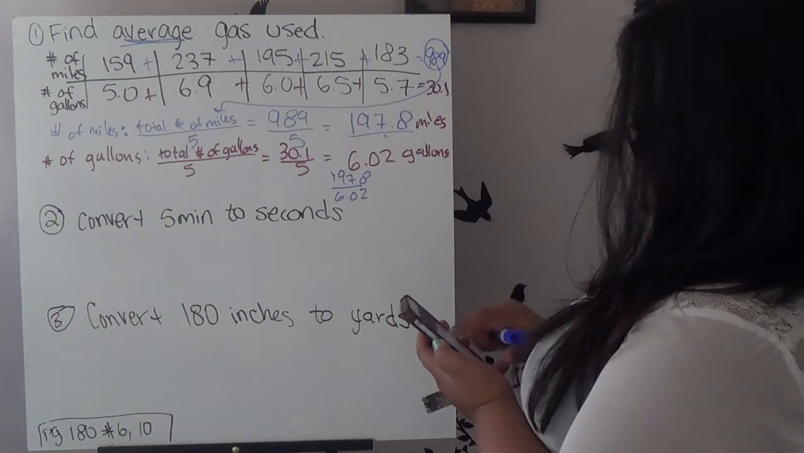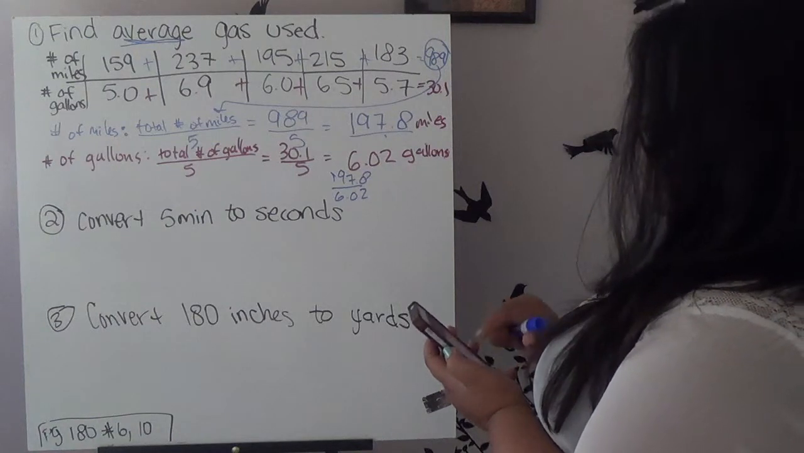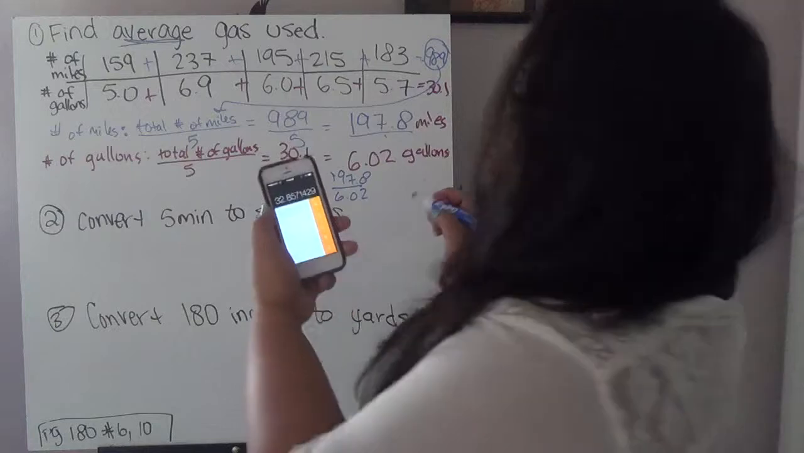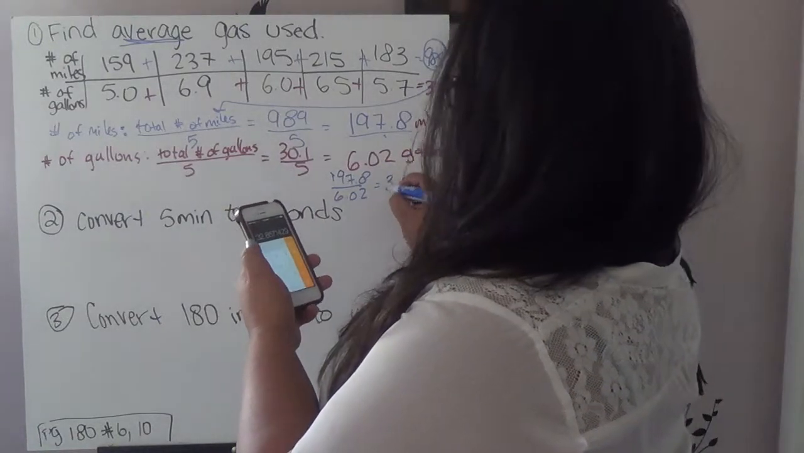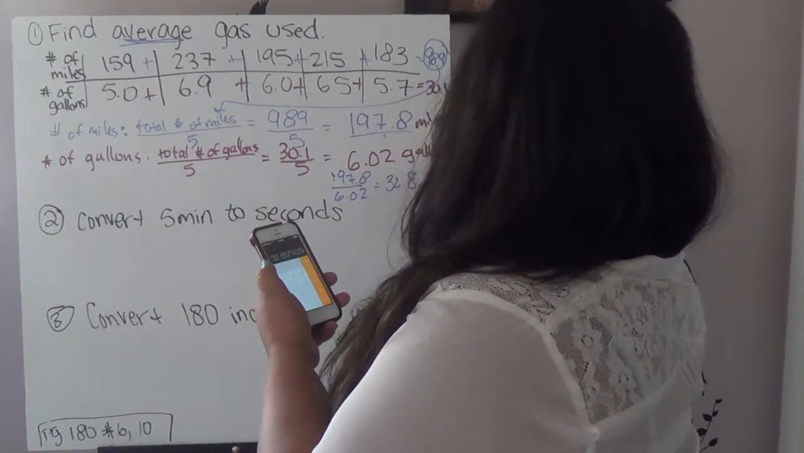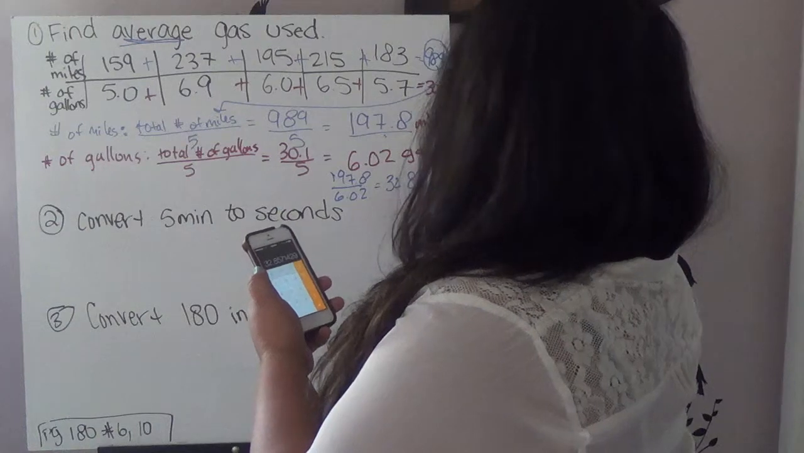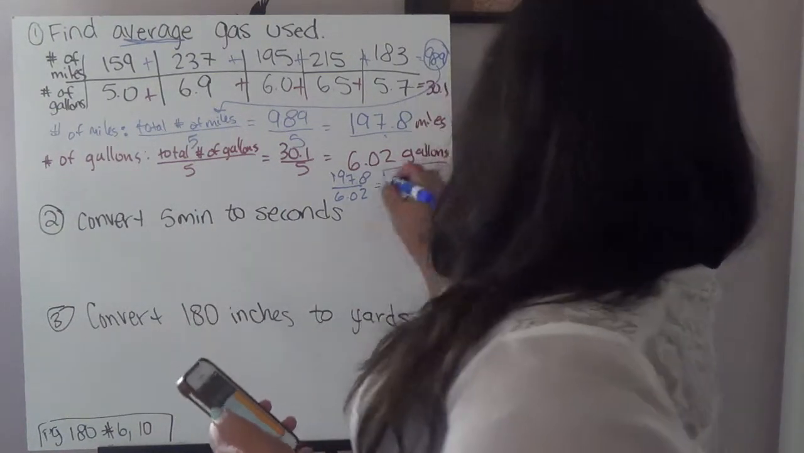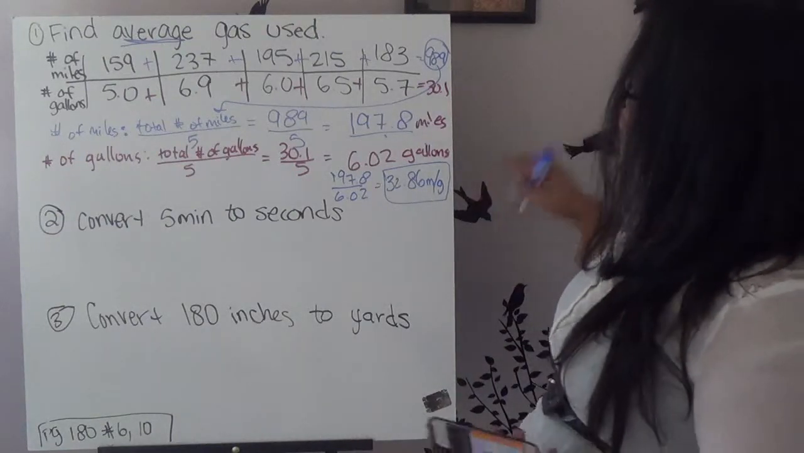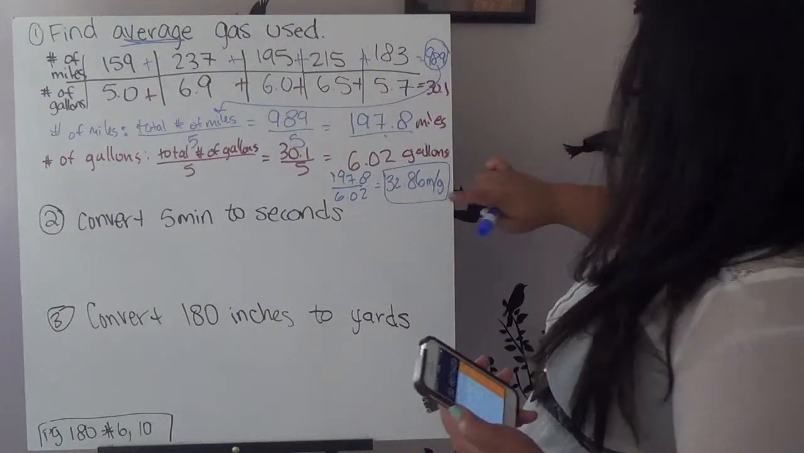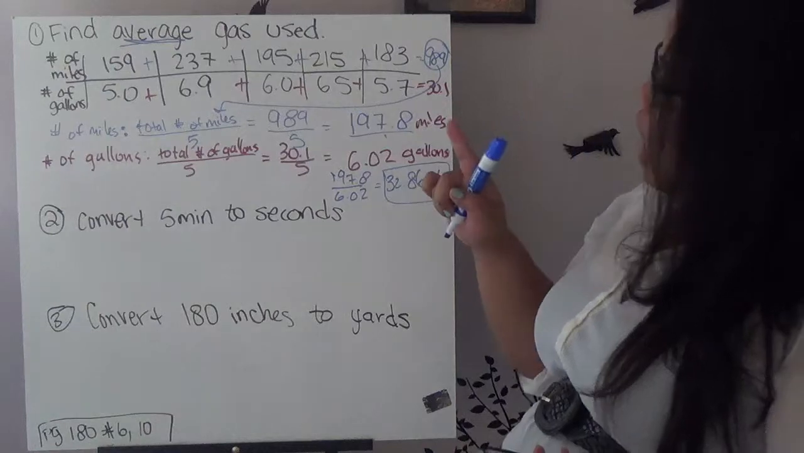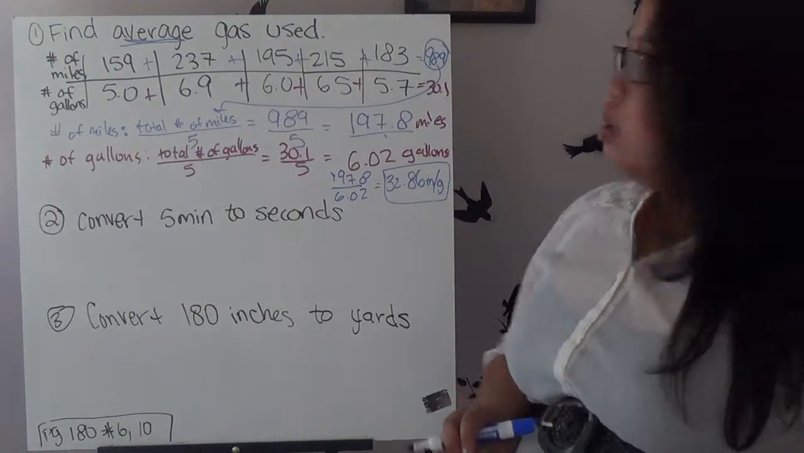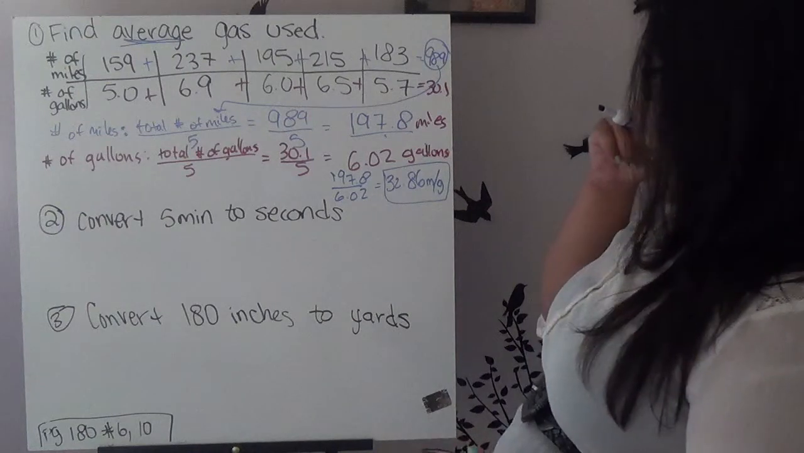So 197.8 divided by 6.02 would be 32.86 miles per gallon. So this is telling me that on this trip, for every 1 gallon of gas I used, I could go 32.86 miles. Okay, which is really not a lot, actually.